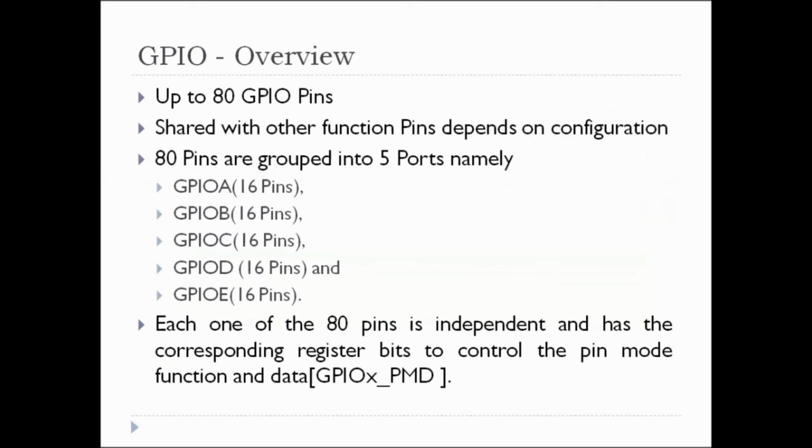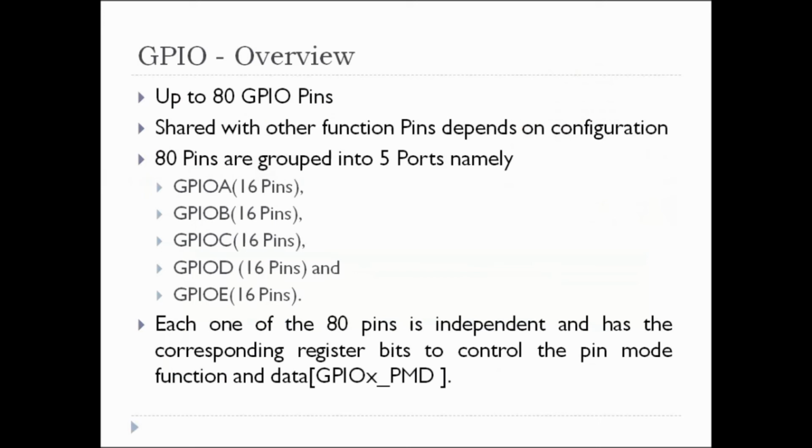Each one of the pins is independent. So you can configure the IO mode for each pin individually using the register called GPIOX_PMD. X stands for port name, maybe A, B, C, D or E. It is a 32-bit register to configure the IO type of each IO pin belonging to that particular port.